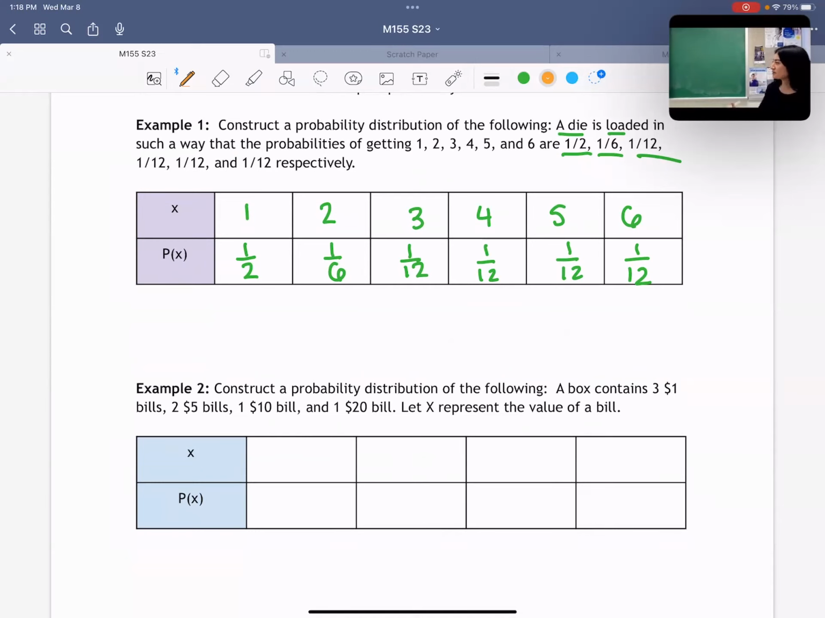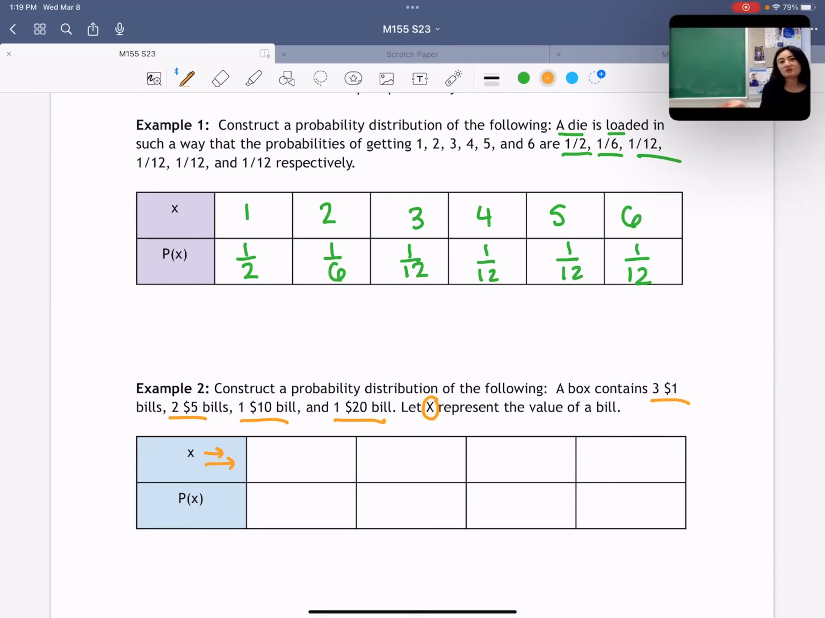This time we have a box, and inside this box, we have 3 $1 bills, 2 $5 bills, 1 $10 bill, and 1 $20 bill. Now, usually the question will tell you what X or the variable represents. And this time it says X is the value of the bills. So we have X values, we have probability values. We have 2 different types of numbers getting thrown around here. What do you think is going to be in the X row?